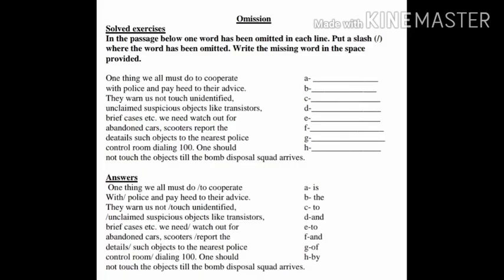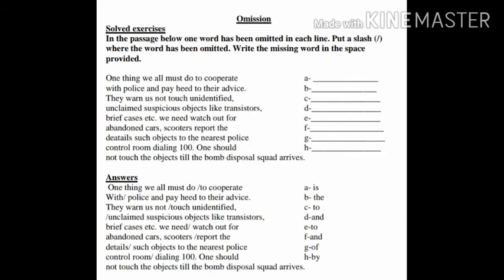See now, one thing we all must do to cooperate with police and pay heed to their advice. They warn us not touch unidentified, unclaimed, suspicious objects like transistors, briefcases, etc. We need watch out for abandoned cars, scooters, report the details such objects to the nearest police control room, dialing 100. One should not touch the objects till the bomb disposal squad arrives. See now we got to know that some words are missing. It is not perfect. Let's find out which words are missing.